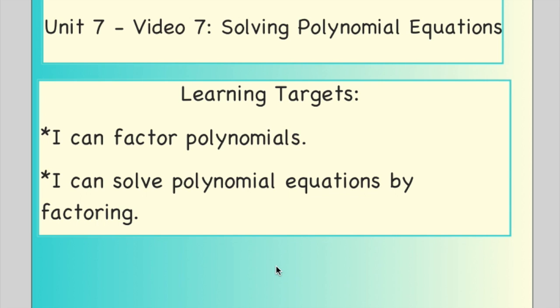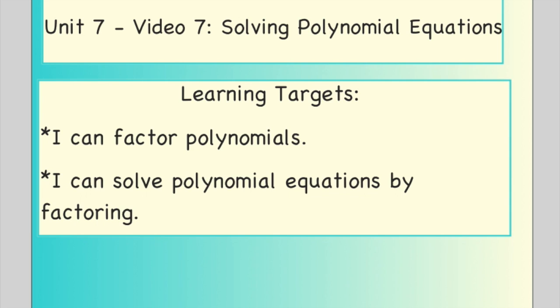Today we're going to go ahead and look at solving polynomial equations. So we've been working with polynomials all unit. We just got done looking at how to graph polynomials. So now we're going to go ahead and look at how to factor polynomials. So your learning target is that you can factor polynomials, and after you learn to factor, you're going to learn how to solve polynomial equations by factoring.